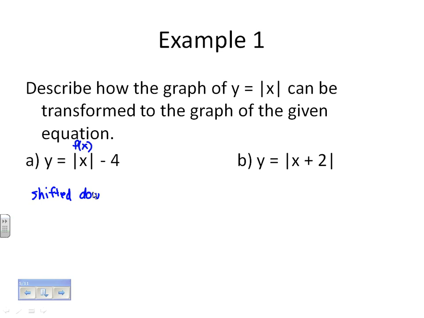I've shifted down 4 because it's a negative 4. Okay, so that would be my answer on that.